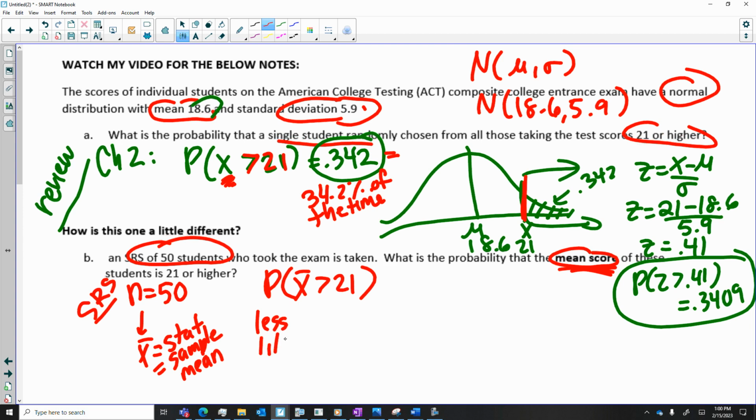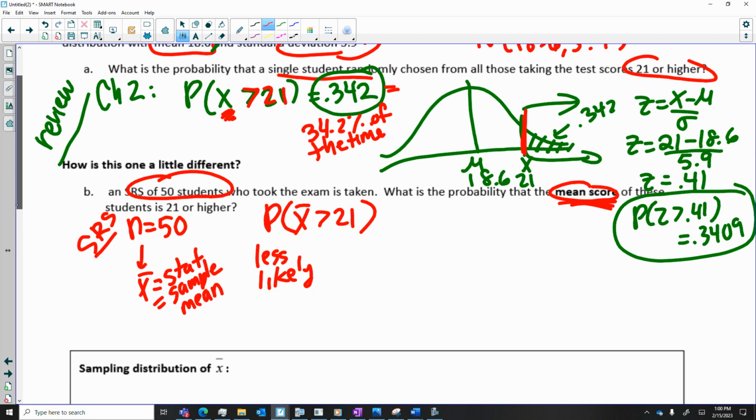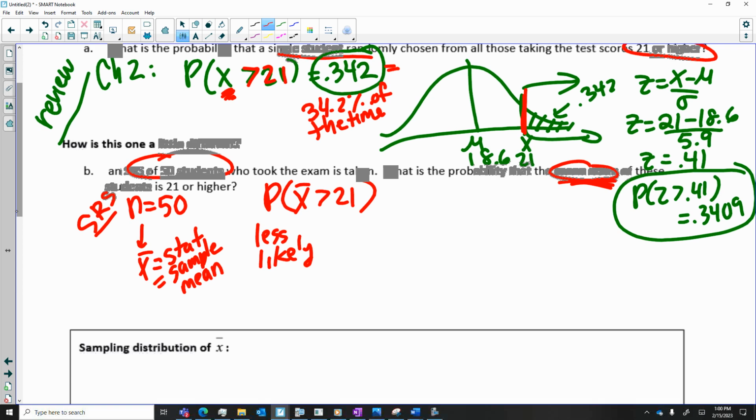And hopefully you're thinking about the reason why it's less likely is because when we're dealing with averages, it's going to be rarer that the average of 50 students is going to be more to the right. Because when we're doing averages, we're finding the mean of something and it's going to be more in the middle, not more to the right. So this is probably going to be less likely than the above example.